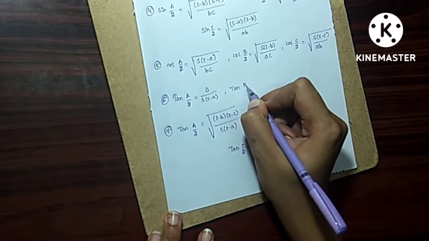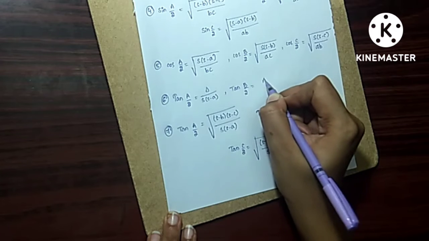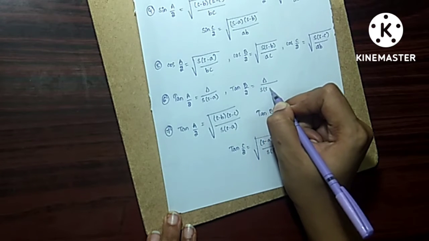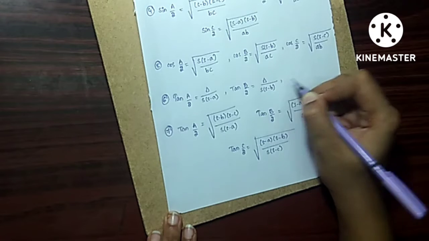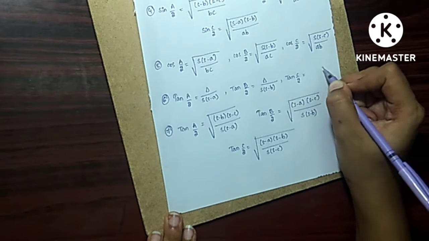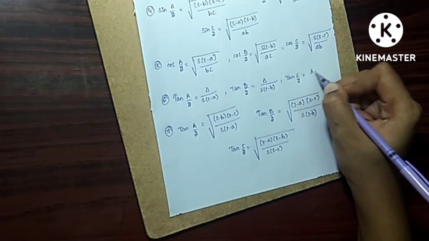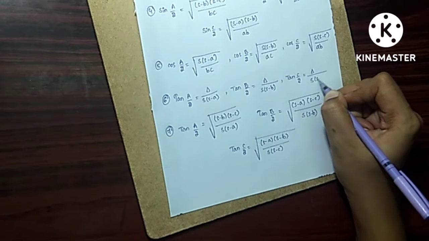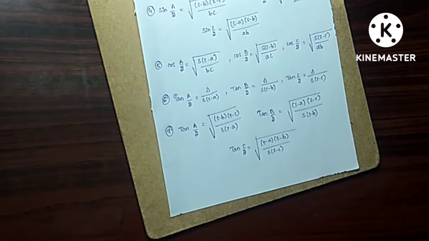Okay, what is tan B by 2? Delta by s into s minus b. What is tan C by 2? Everybody has to tell now. Everybody has to tell. Tan C by 2 is delta by s into s minus c. Very good. These are the 7 important formulae in properties of triangles.